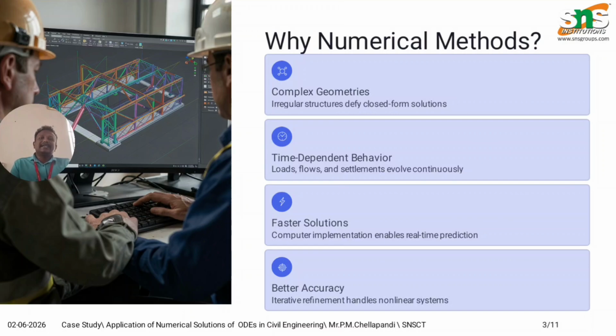The third reason is faster solution. Modern computer systems use numerical methods to obtain quick results. The final reason is accuracy. Numerical methods repeatedly improve calculations and provide reliable solutions. Therefore, these methods play an important role in engineering design.